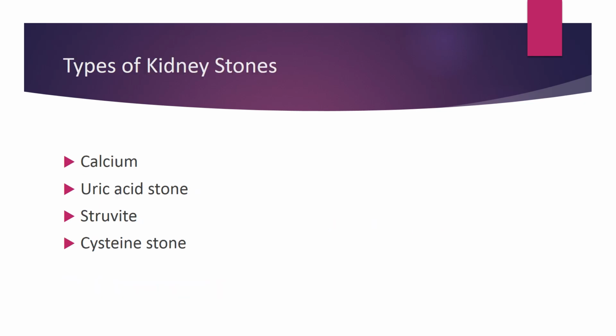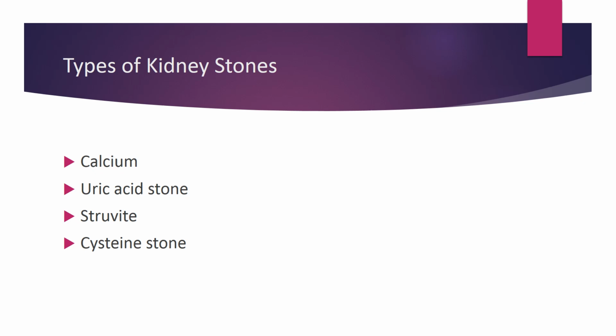There are mainly four types of stones. The first is calcium stones. Calcium stone is the most common type of stone. They are often made of calcium oxalate. Eating fewer oxalate-rich foods can reduce the risk of developing this type of stone. High oxalate foods include potato chips, chocolate, spinach, peanuts, etc.